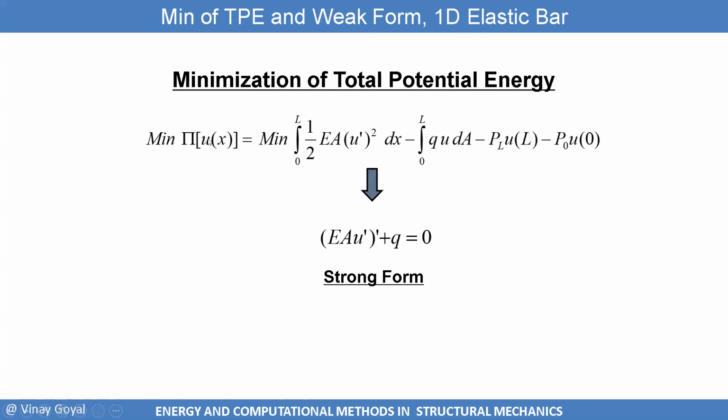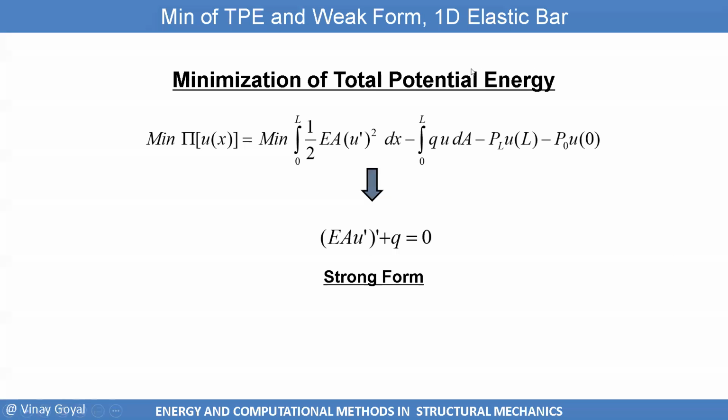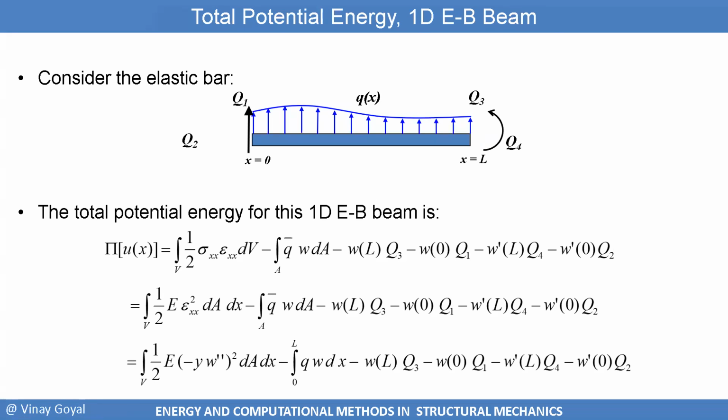But minimizing pi here definitely gives you the Euler-Lagrange equation shown here, and that's also called the strong form of the problem. So we'll be covering the Euler-Bernoulli beam theory next.